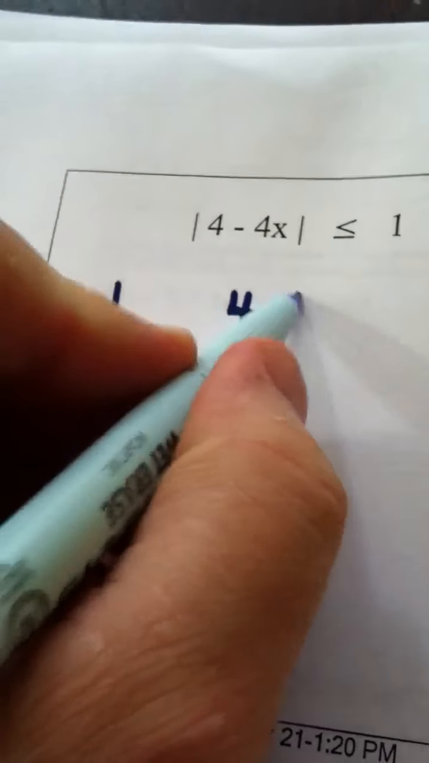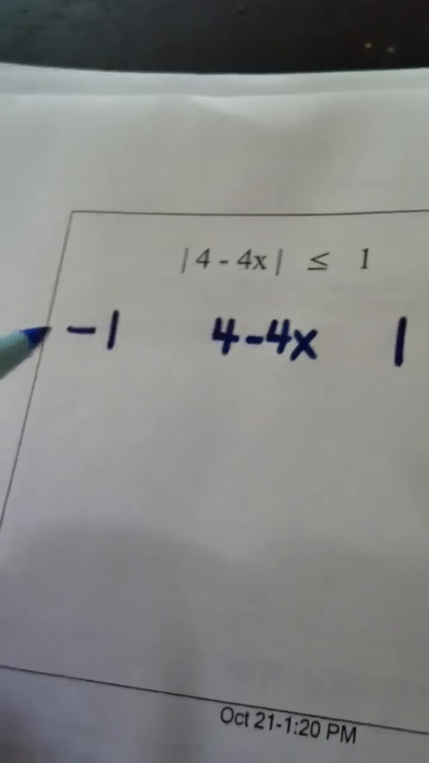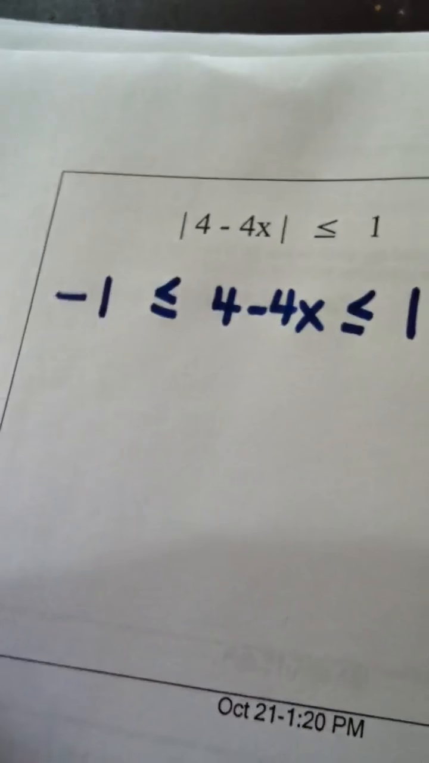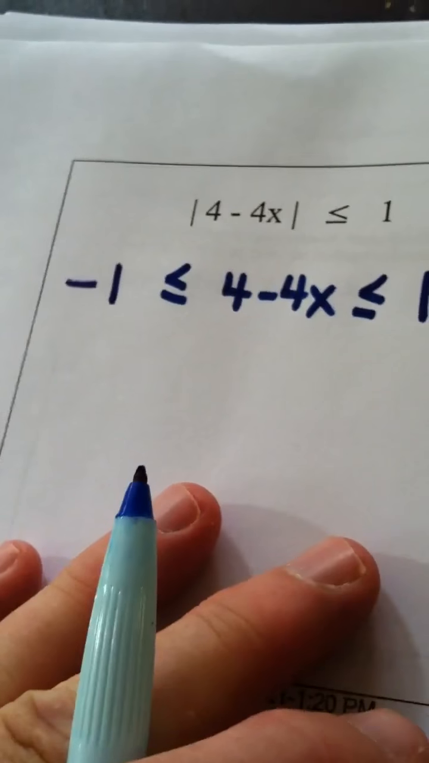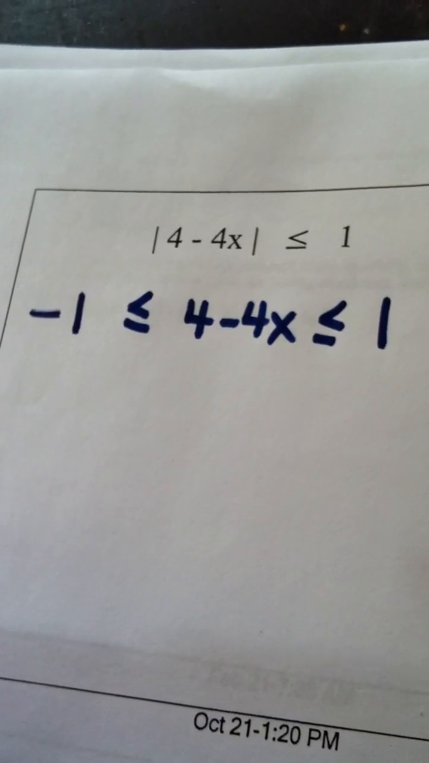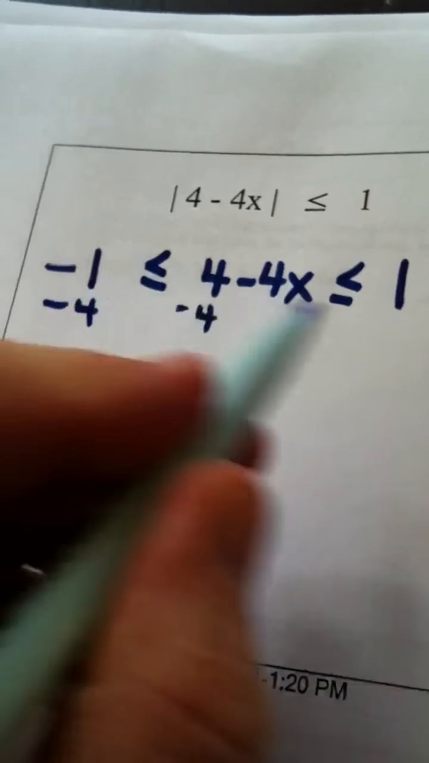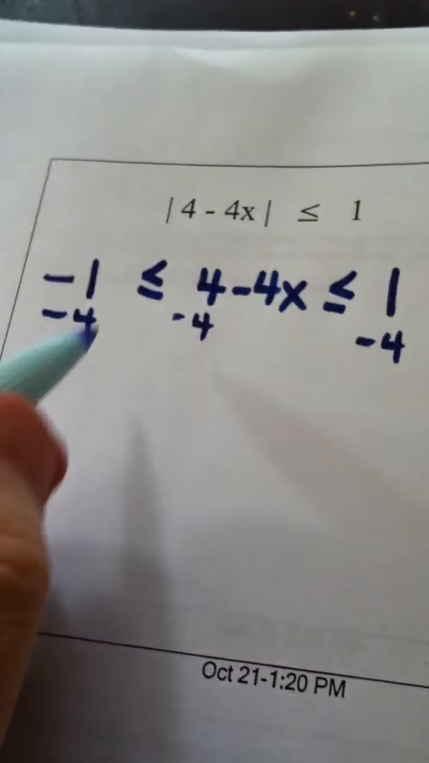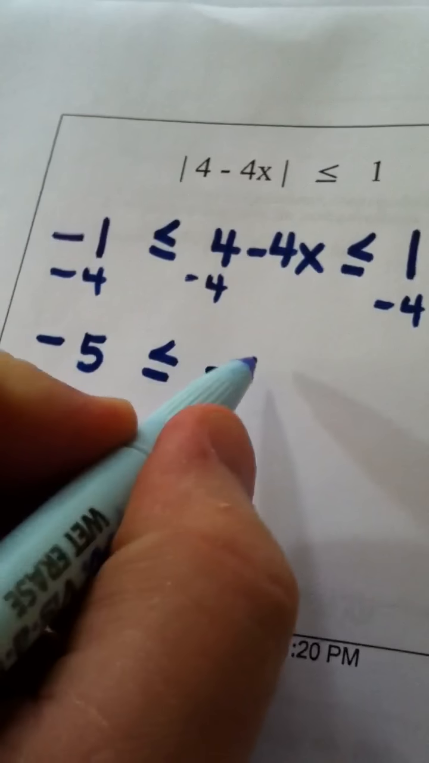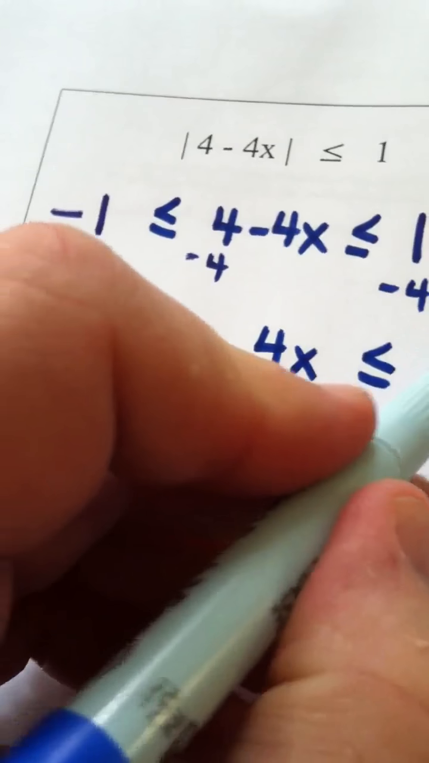So 4 minus 4x is in between a -1 and a +1. Remember, with a sandwich, the signs always point to the left, in that direction. Now, we want to try to get x alone in the middle, so the first thing we're going to do is subtract 4 from all parts. So we have a -5. In the middle we have the opposite of 4x. And on this side we have a -3.